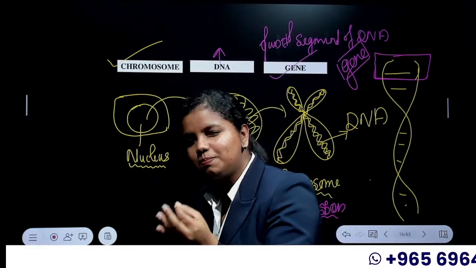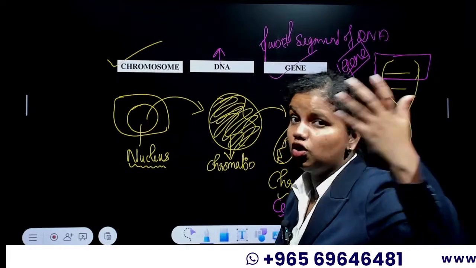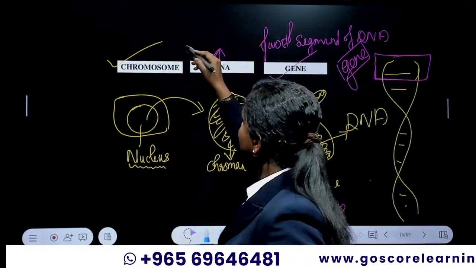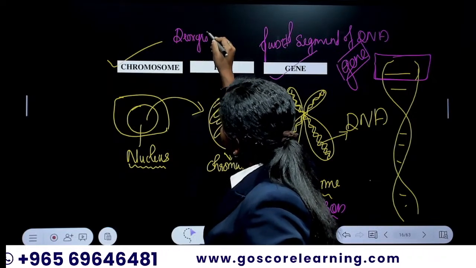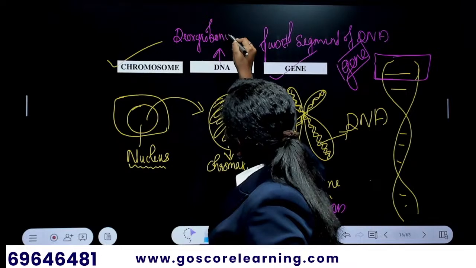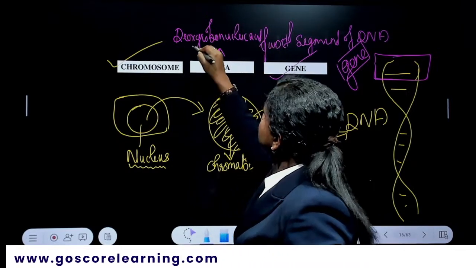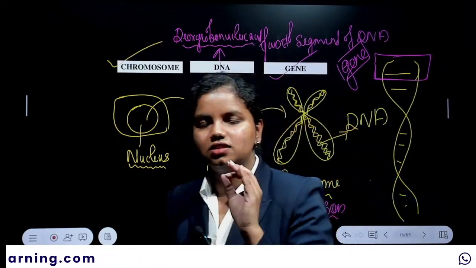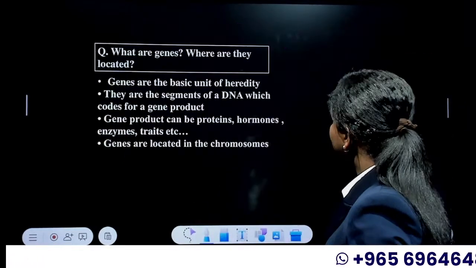DNA is the genetic material inside me and you, and even in a lot of eukaryotic and prokaryotic organisms. So DNA is nothing but deoxyribonucleic acid, and this is the genetic material. Done. That is chromosome, DNA, and gene.